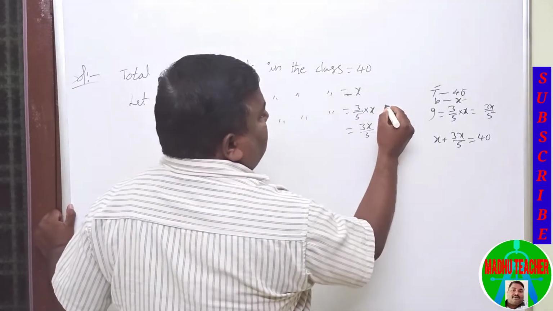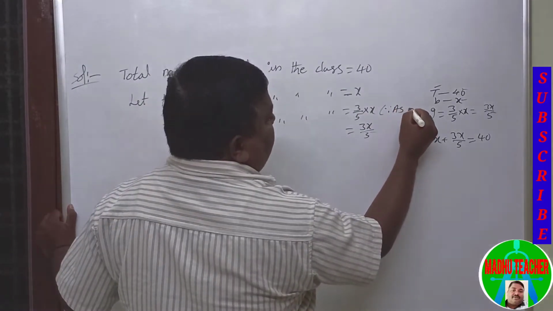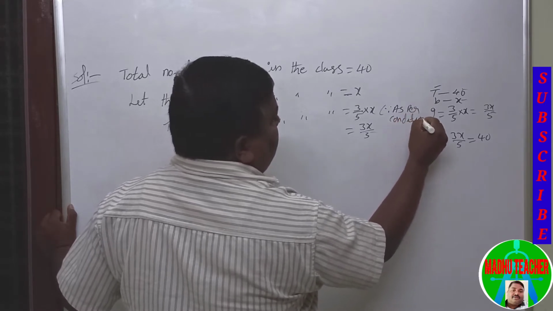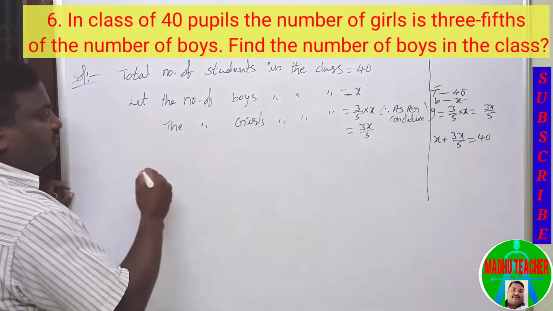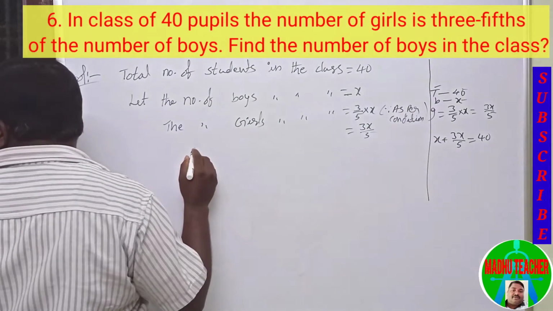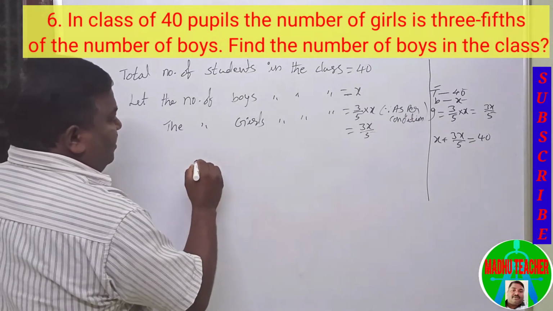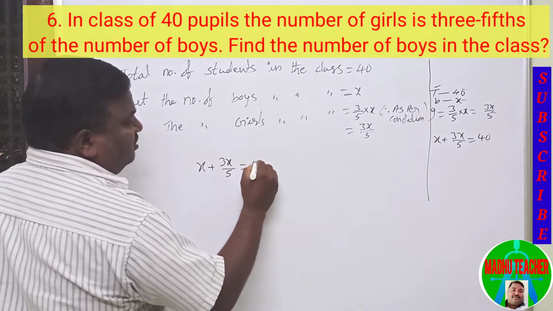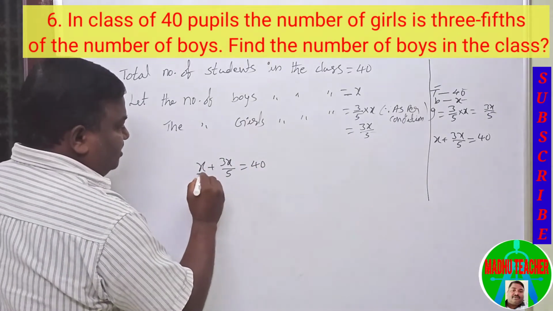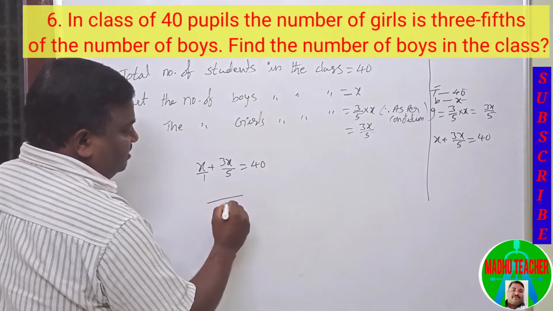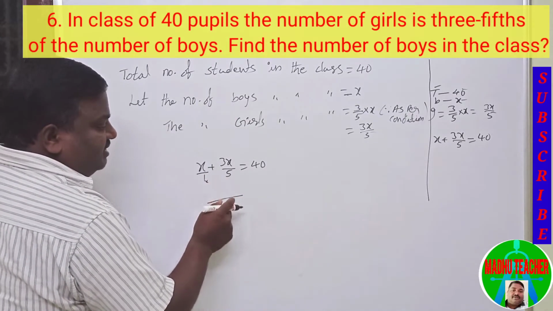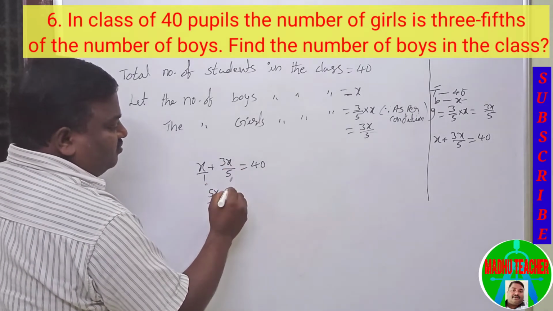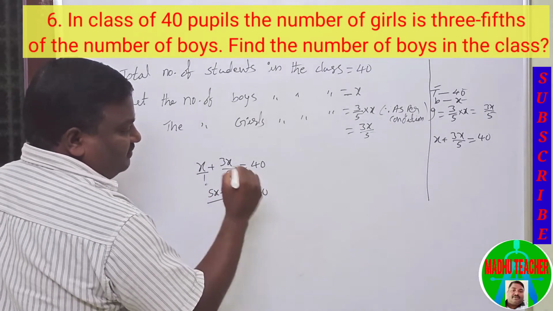How can you know it? Since as per the condition, this is given in the question. So this is the condition. How can you get the total number of students? By adding both boys and girls, you can get the total. So x means x/1. 1 and 5, LCM is 5. 1 into 5 is the LCM. So x into 5 is 5x. 5 ones are 5, 3x into 1, 3x, equal to 40.